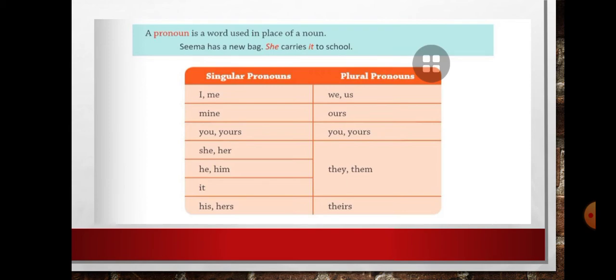So, children, look at the table. Singular pronouns, plural pronouns. I, me are singular, and plural are we, us. Mine is a singular pronoun, ours is a plural pronoun. You, yours are singular pronouns, and you, yours are plural pronouns also. These are the same in both cases. She, her, he, him, it are singular pronouns. They, them are plural pronouns. His, hers are singular pronouns, and the plural pronoun is theirs.